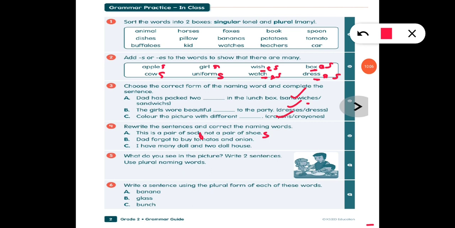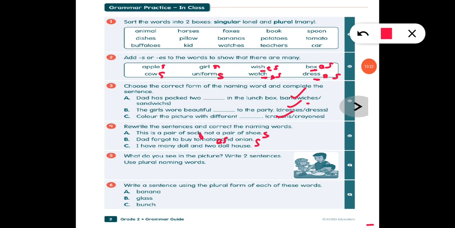Next, there is a B part. Dad forgot to buy tomatoes and onions. Here tomatoes is wrong, we add es at the end of the o. Tomatoes and onions में आप s add करोगे. Okay, I hope it is clear to you.